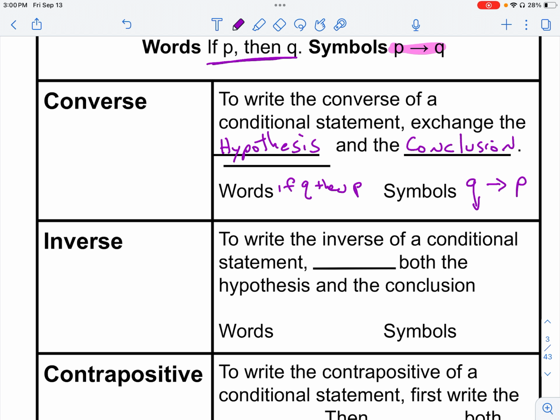The inverse, on the other hand, we're going to take our original conditional statement and we're going to negate both the hypothesis and the conclusion. So we're going to have if not P, then not Q.